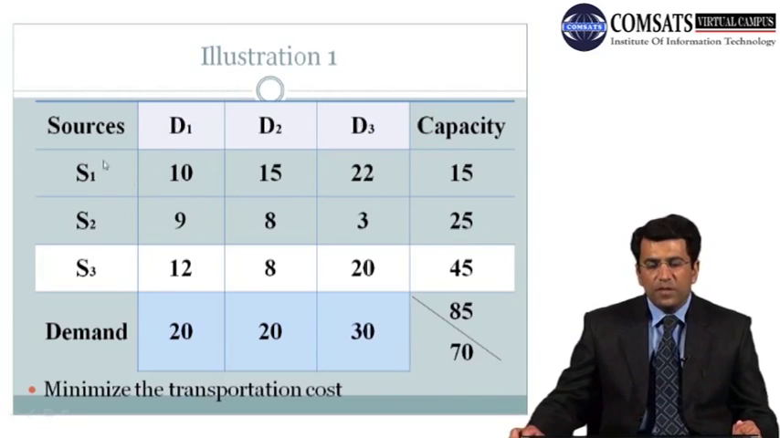Per unit cost from a particular source of supply to the final destination is represented here by these different values in these cells. It means that the per unit cost of transportation from the source S1 to the destination D1 is 10 rupees or $10. Similarly, the cost of transportation from source S3 to final destination D3 is 20 rupees or $20. So this is the information we have for this illustration. And now we will see how we can minimize the transportation cost when we have this sort of situation, when supply is greater than demand.